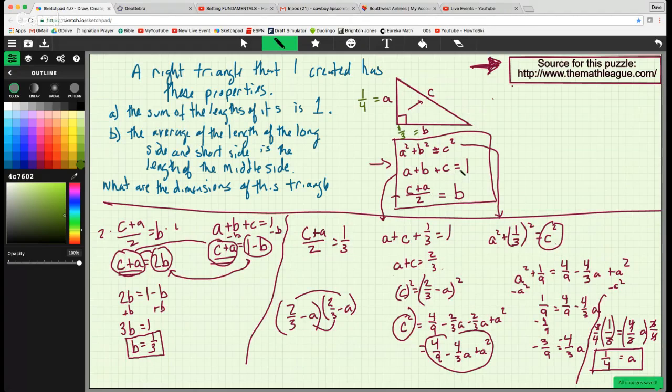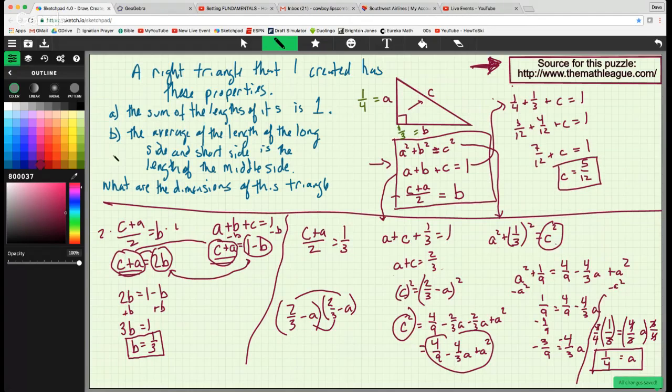So if the sum a plus b plus c equals 1, then I know, let's go back to our original color here, that 1/4 plus 1/3 plus c equals 1. We're going to use this formula to find c. So common denominator is a 12th. 3/12 plus 4/12 plus c equals 1. 7/12 plus c equals 1. So c equals 5/12.